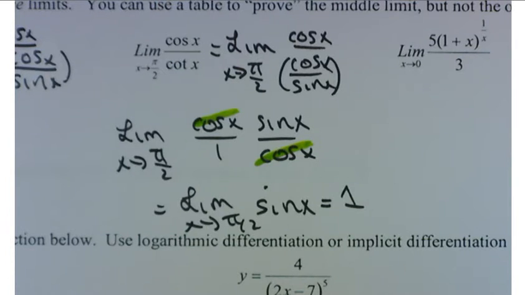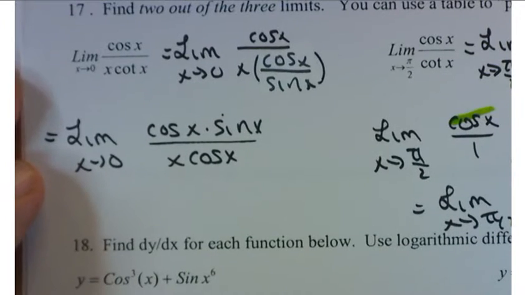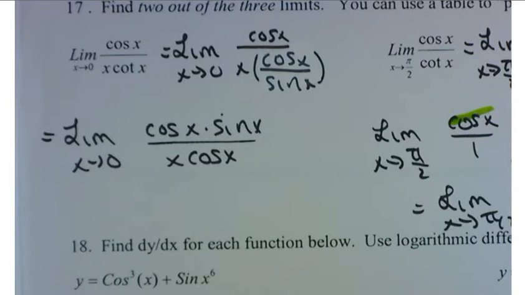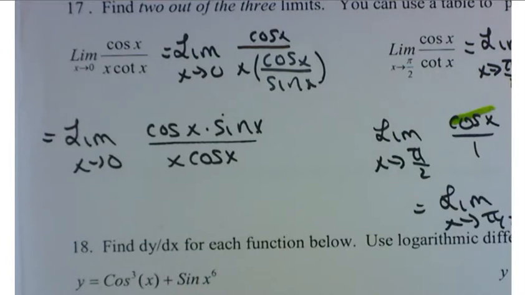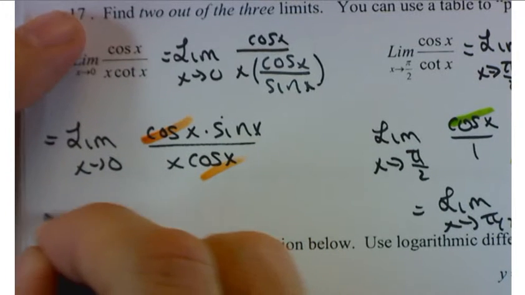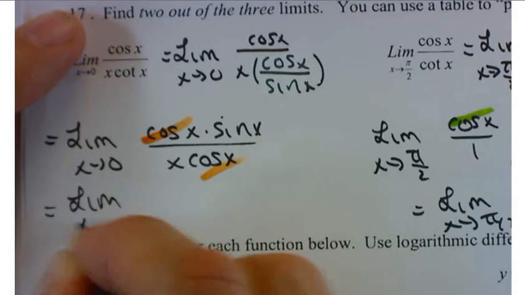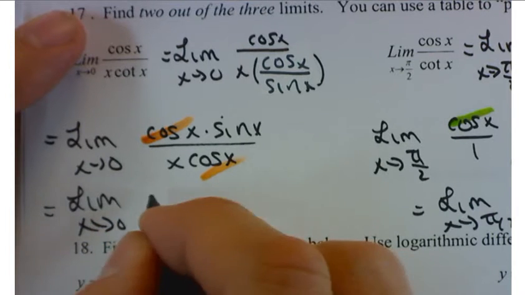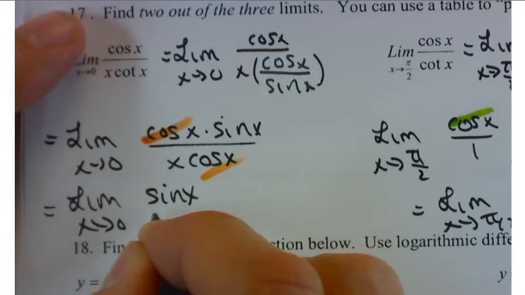Now, same kind of idea with the first part of 17. That is, you're going to rewrite the fraction and invert and multiply. We're going to get some cancellation. Cosine terms cancel out. And then what you're left with is this. The limit as x approaches 0 of sine of x over x.